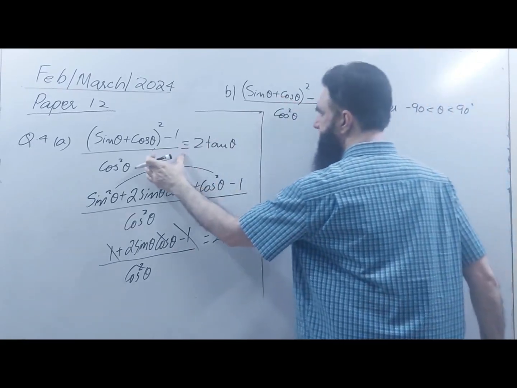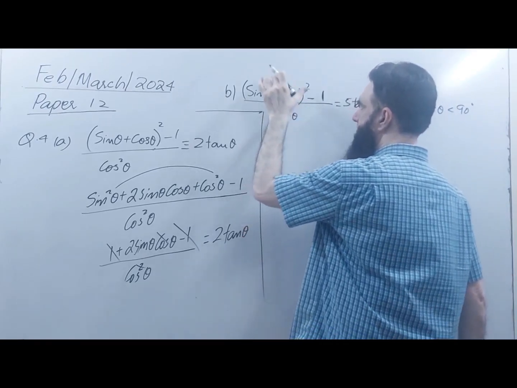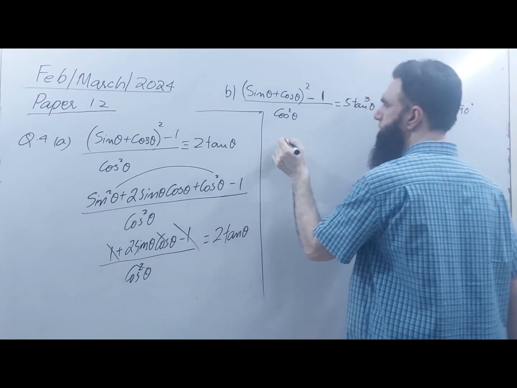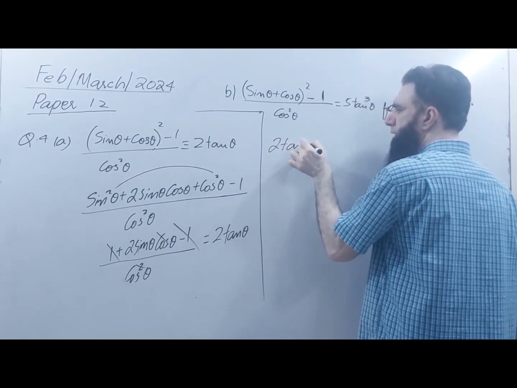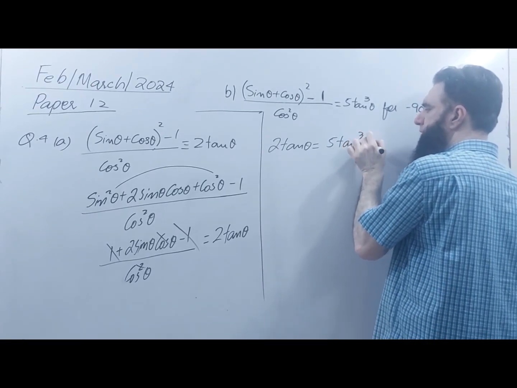Make sure this is exactly the same. There is nothing extra in this, so that can be solved further. So this expression is exactly like this. So this is equal to 2 tangent theta is equal to 5 tangent cube theta.